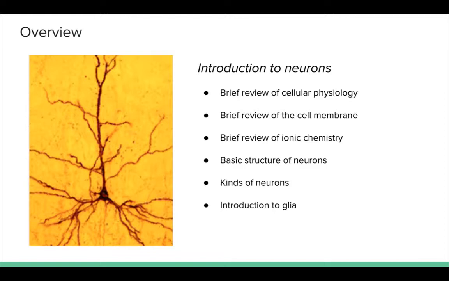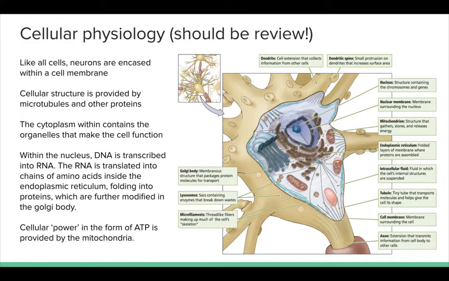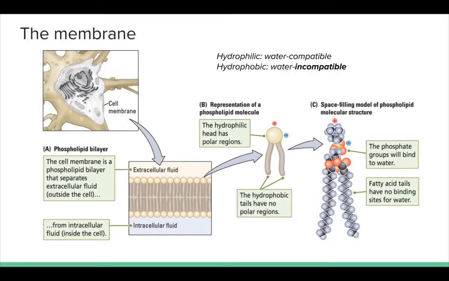neurons, and we'll also talk briefly about glia, which are the support cells of the central nervous system. All right, so this is a very brief review of cellular physiology. Of course, neurons are cells, just like every other cell of the brain, so you should have a good basic idea of how cells function. If not, please review this material in the textbook or from your prerequisite classes.